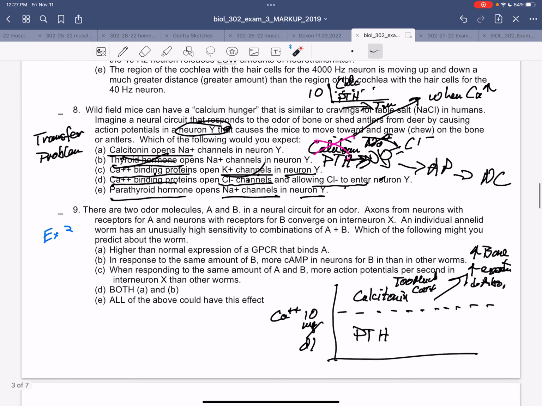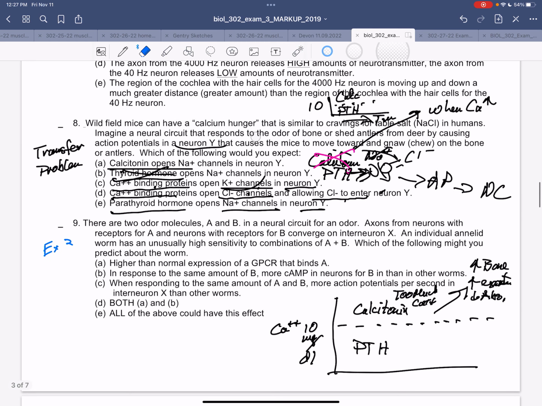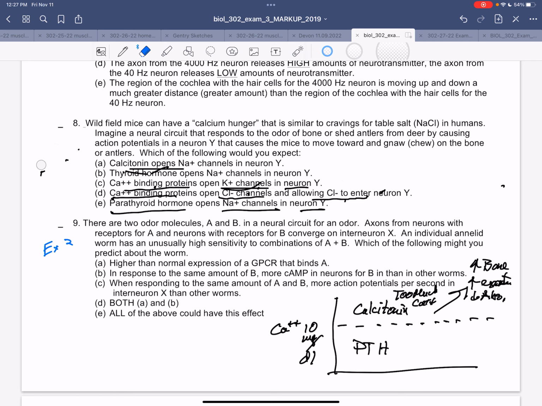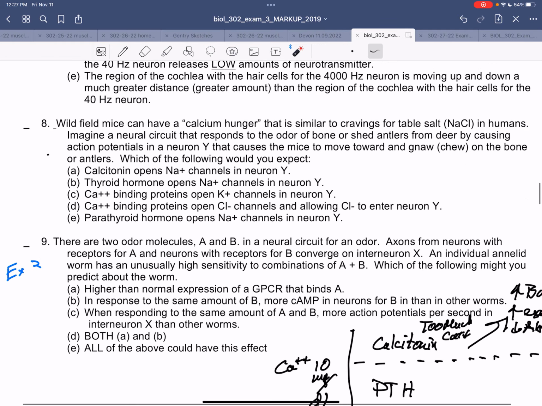So I wanted to jump ahead to this one. And this one, I'm going to erase this stuff. So this one is about calcium hunger. I commented that wild field mice can have a calcium hunger similar to cravings for table salt in humans. So what if we have a neural circuit that responds to the odor of bone or shed antlers from deer by causing action potentials in a neuron Y that causes mice to move toward and gnaw on the bone? So what would you expect? And if you look at these, they're all about neuron Y.